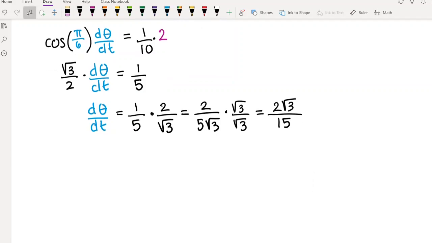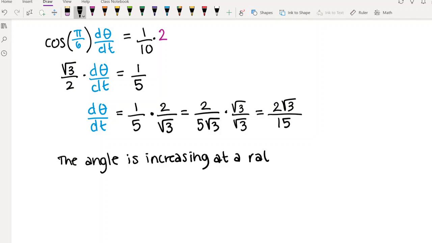So to answer our question, the angle that we were talking about is increasing at a rate of 2 root 3 over 15 radians per minute.